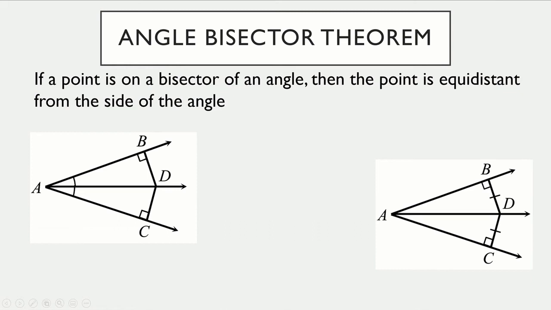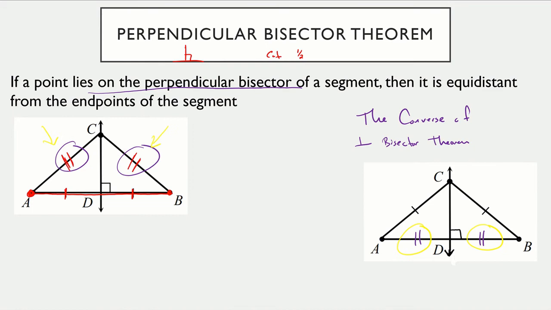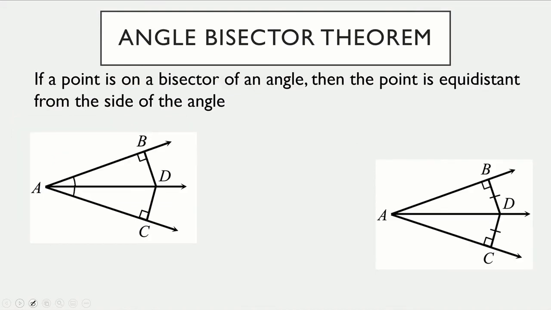And so we also have what we call an angle bisector theorem, right? So kind of the same thing. Perpendicular bisector, it means it bisects a segment. Angle bisector, we're bisecting an angle. It says if a point is on a bisector of an angle, then the point is equidistant from the sides of an angle. One thing we got to remember is that how we get to that point, it has to be perpendicular to the side of the triangle. So that's kind of what we have here. If that's the case, then the two segments are going to be congruent.